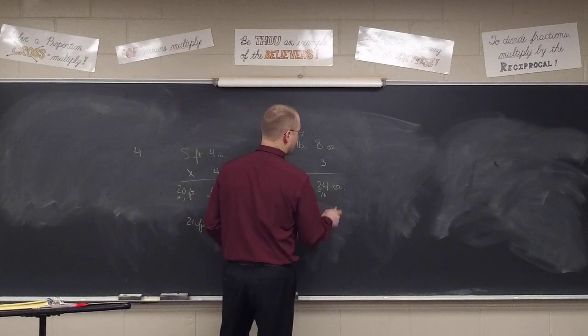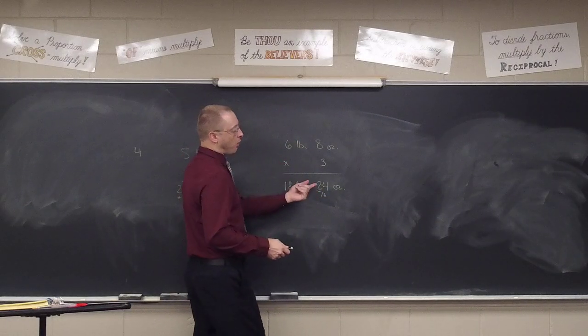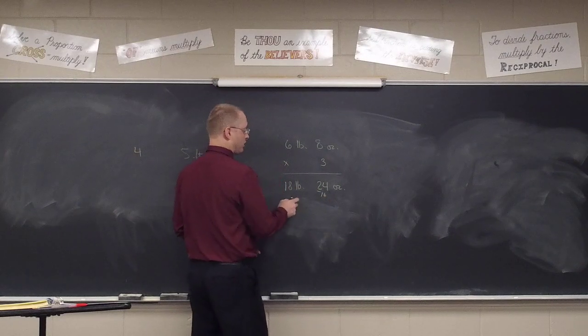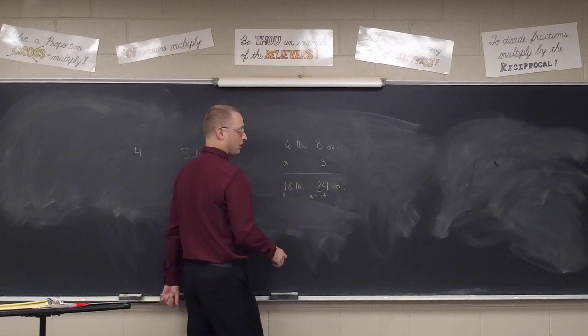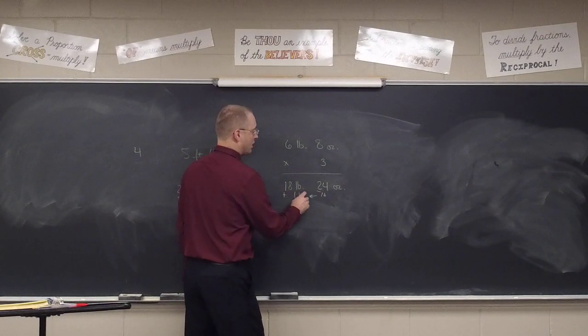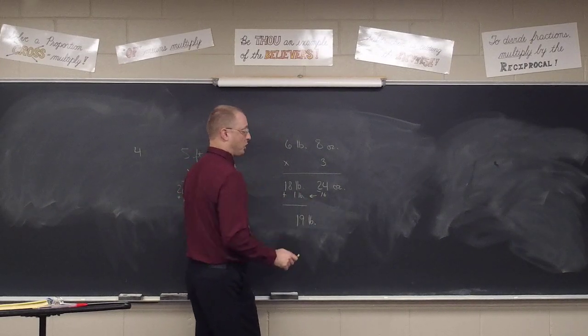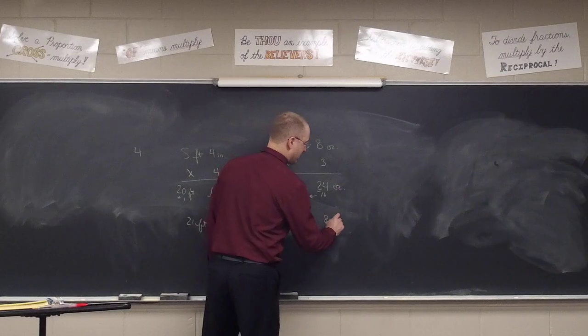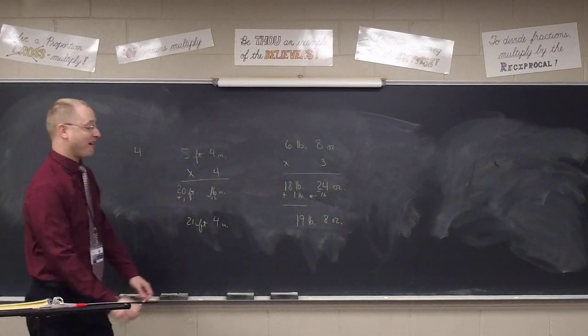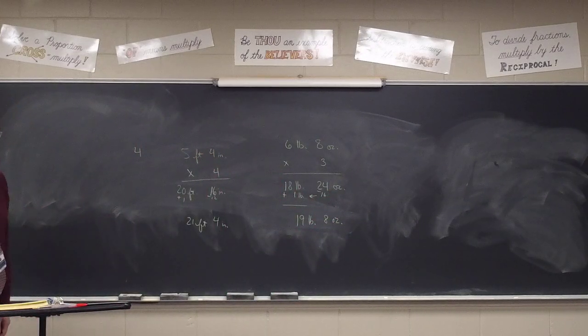Subtract 16. Take away one of the 16. So there's only one 16 in here, right? Take away 16 of those ounces, turn it into 1 pound. So we're now up to 19 pounds, and we have left only 8 ounces. You could say 19 and a half pounds, but we don't want to. We want to say 19 pounds, 8 ounces.